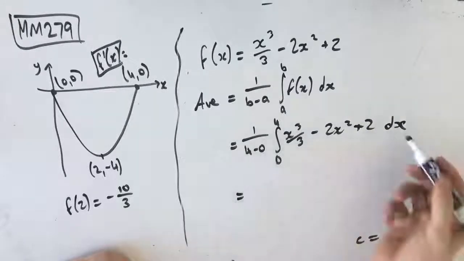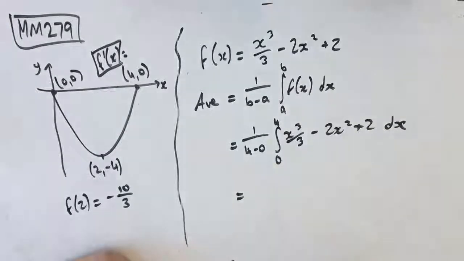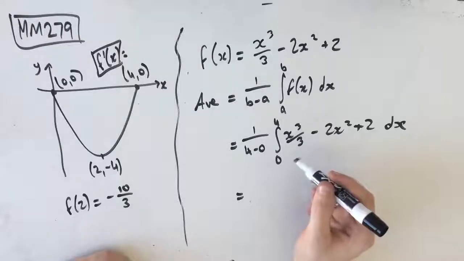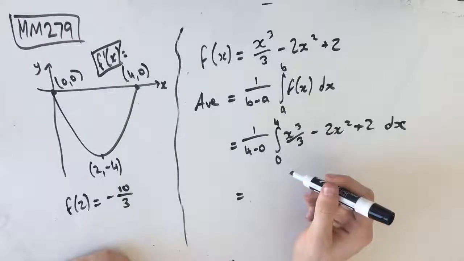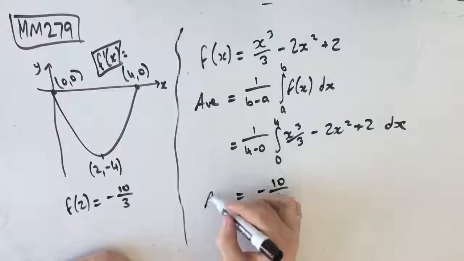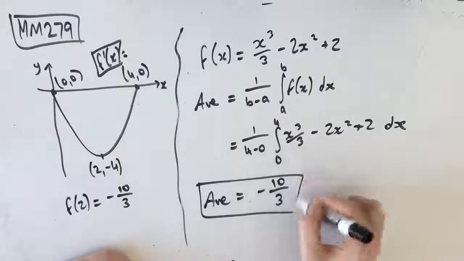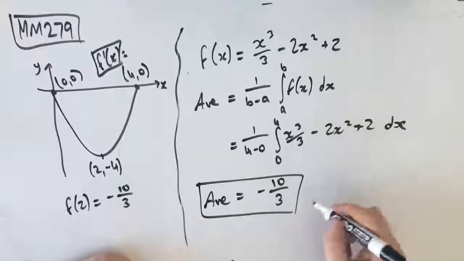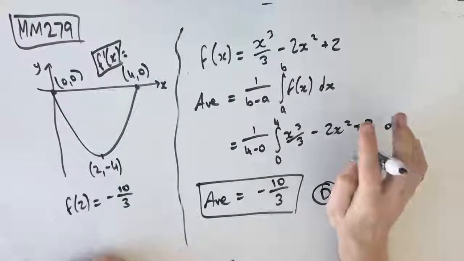And now we can actually just plug this into our calculator and get the answer. Because remember, it's a multiple choice, so we can do that. What we get is negative 10 on 3. So our average value from 0 to 4 is negative 10 on 3, which gives us our answer of D. D is our final answer, guys.